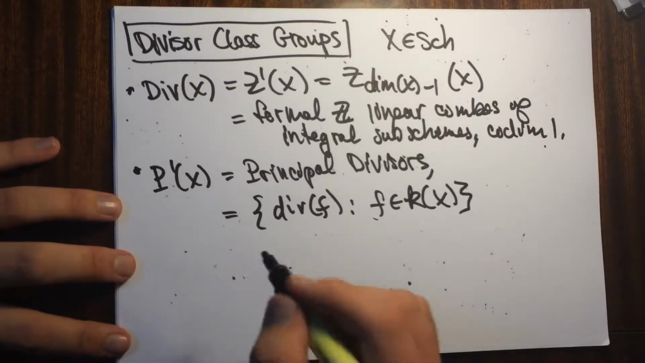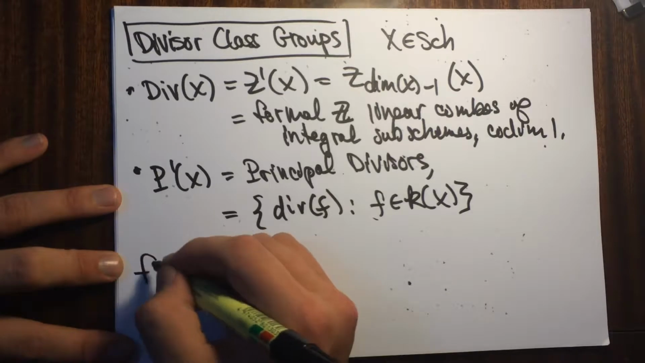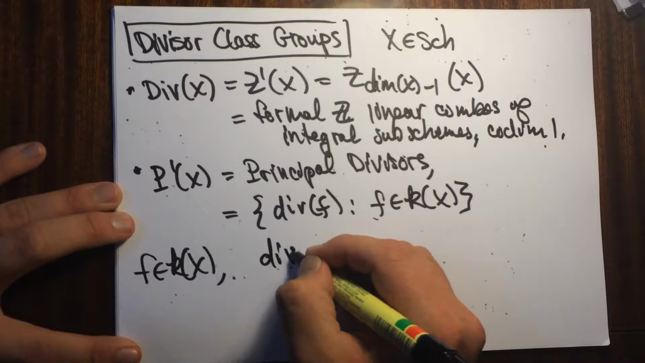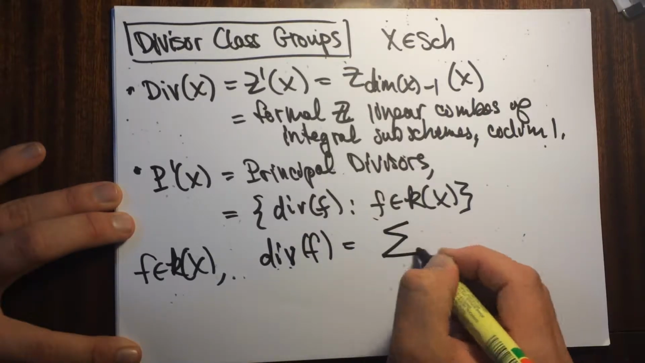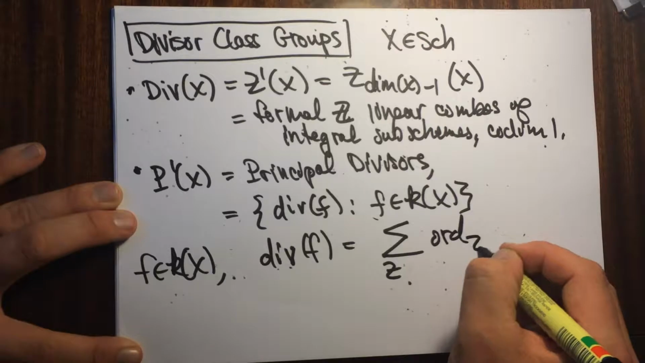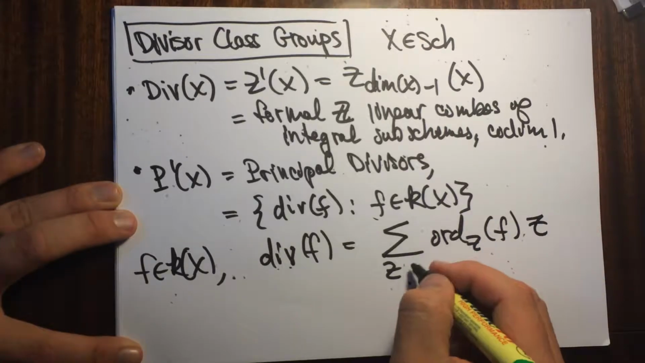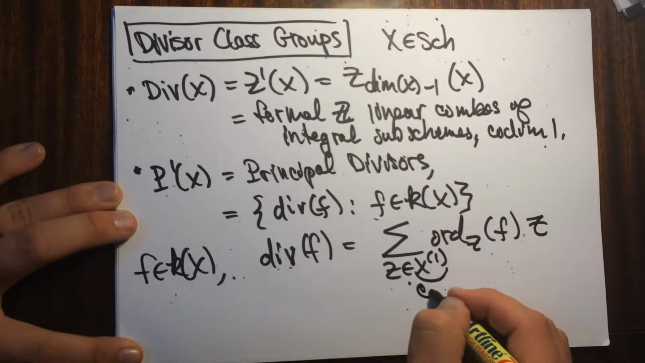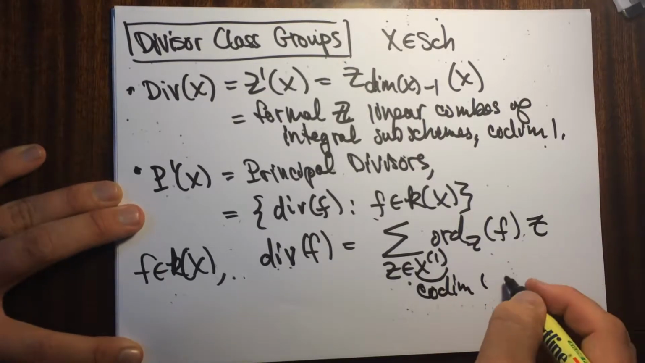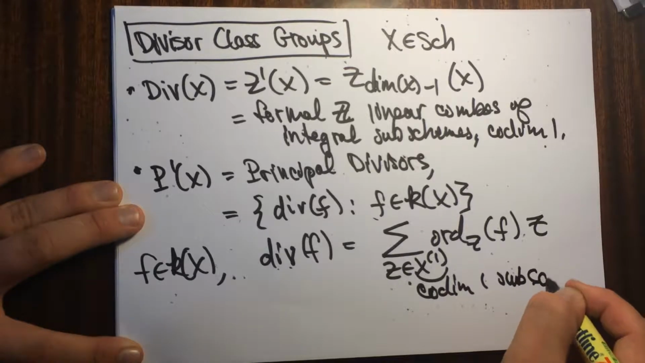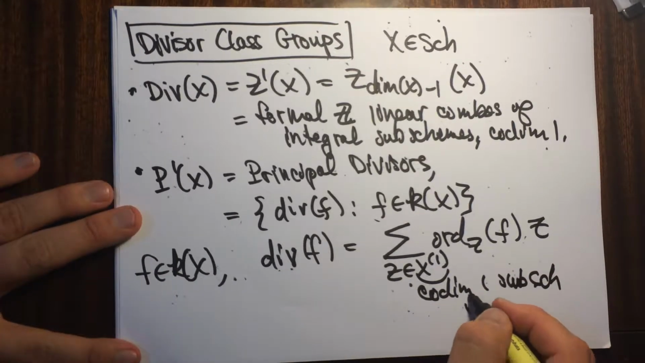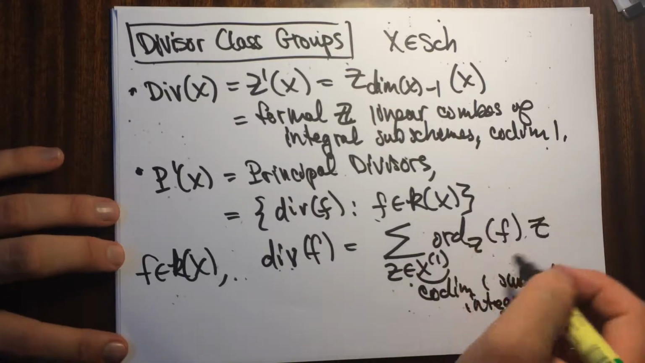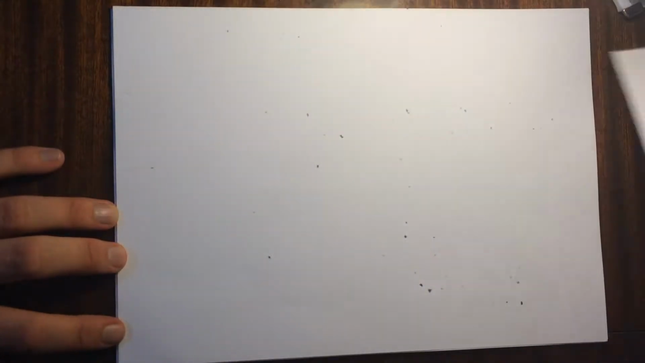Then we define, so let me explain what this is. So for f in the function field of X, div f is equal to the sum over Z of the order of vanishing of f along Z times Z, and so these guys are codimension 1 subvarieties, subschemes, so let's say integral. Okay, so we have this. Now I need to still define what the order is.